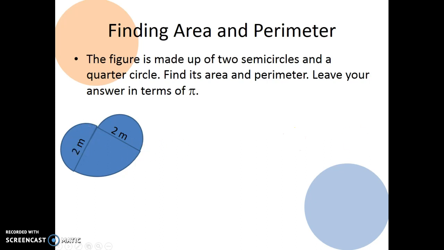Now, it says to leave your answer in terms of pi. Why would I want to do that? Well, there are a couple different reasons. For one thing, it's just easier. When you leave your answer in terms of pi, you don't have to do that step of multiplying things by 3.14. So there's that.